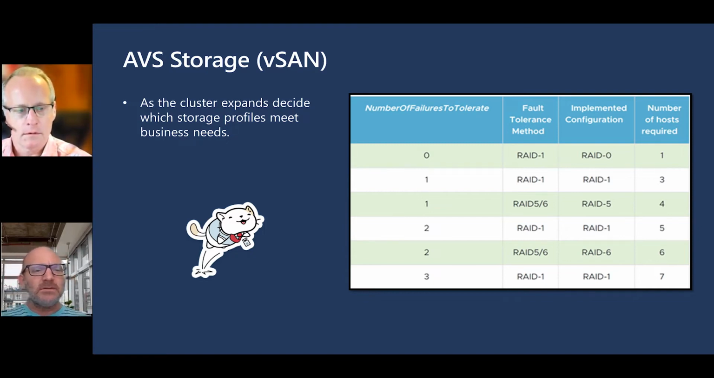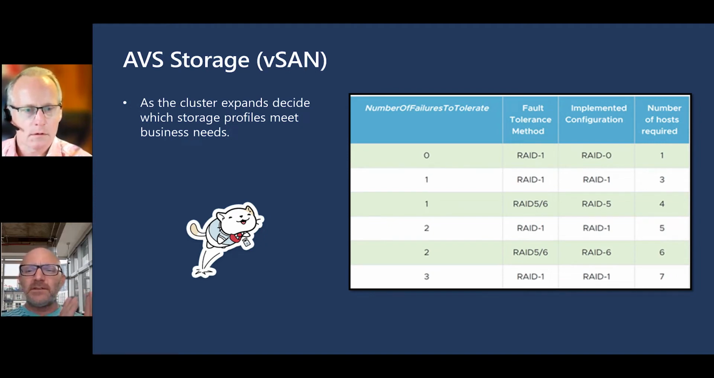So what you're going to want to do is work with this customer to try to understand which of these configurations you want once you get to that 4th, 5th, 6th node, whatever. Generally speaking, what we see customers land on is a failure to tolerate of 1 or 2, and then of course doing RAID 5, right? Erasure coding.